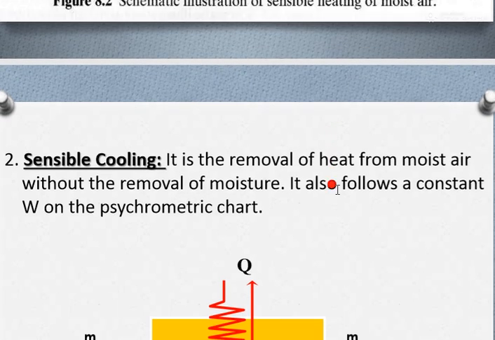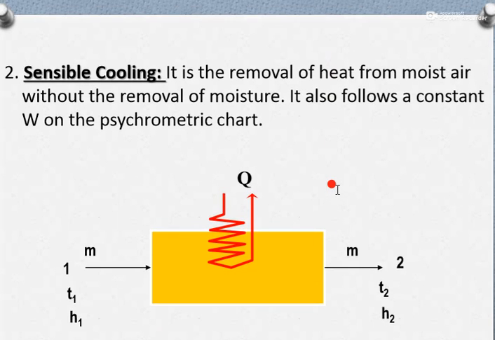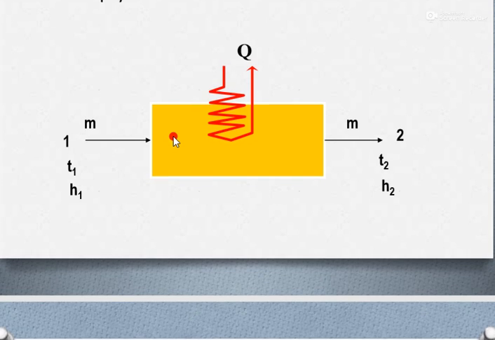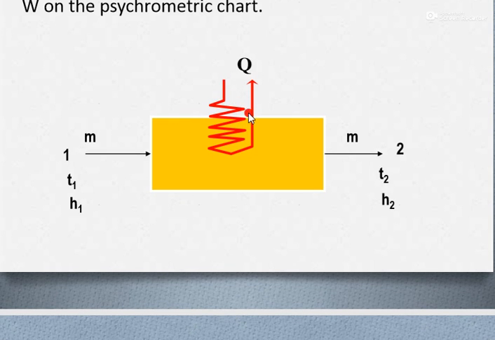Next we will see sensible cooling. Sensible cooling is just a reverse of sensible heating. The definition of sensible cooling says it is the removal of heat from moist air without the removal of moisture. The specific humidity in this case also is going to remain constant. It also follows a constant specific humidity line on the psychrometric chart. So this is the cooling coil given by the red line. The reverse arrow is being shown. It shows the heat is taken out.